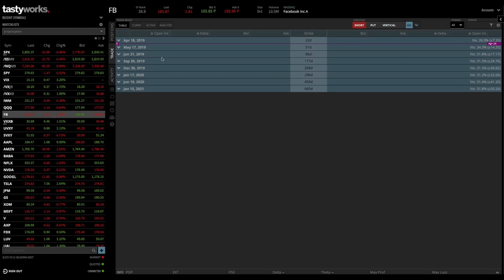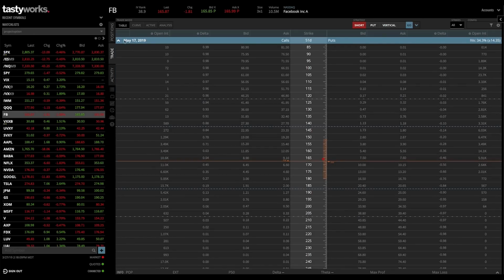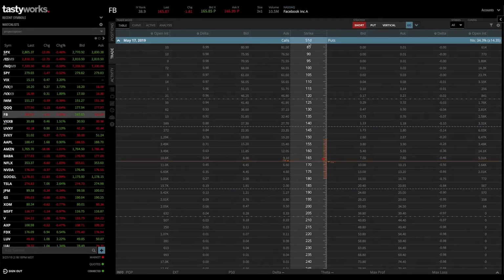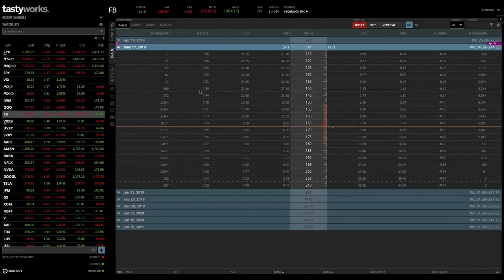So what I'm going to do is open up the May 17, 2019 expiration cycle by clicking on the May 17 box right here. These options have 51 days until they expire, and that is represented by this 51D right in the middle between the calls and the puts. There's a lot of information being displayed here, but we're going to stick to the absolute basics, and we're going to be focusing on call options, which is on the left-hand side here.